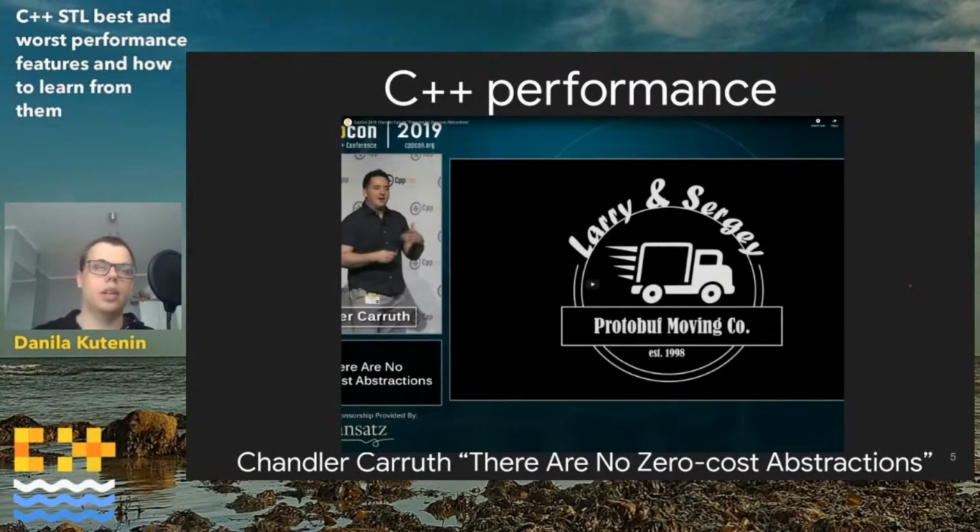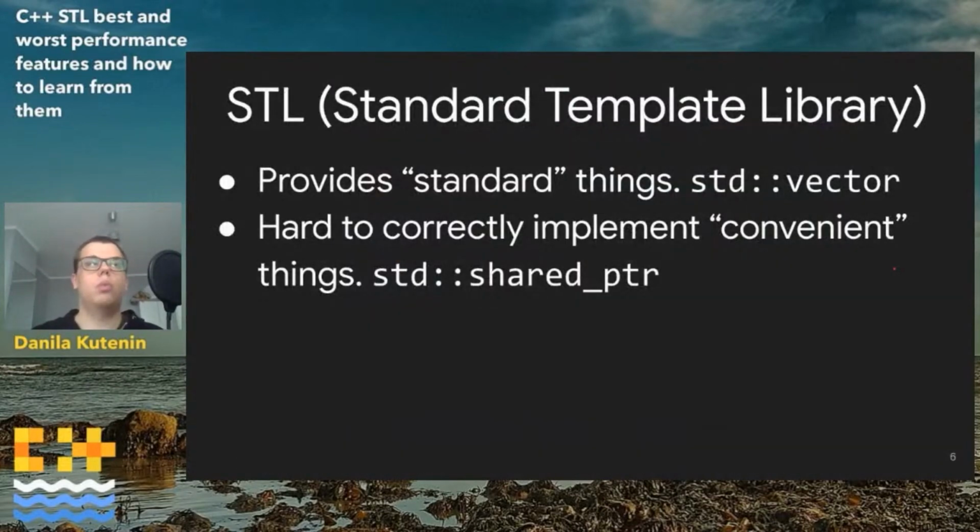Actually, there is another side of C++ performance. I highly recommend watching the talk from Chandler Carruth, that there are no zero-cost abstractions. It reflects that even standard unique pointer has some performance cost. This is just a great talk to watch: if someone talks about zero-cost abstractions, you can always argue there are no zero-cost abstractions. That's quite true.